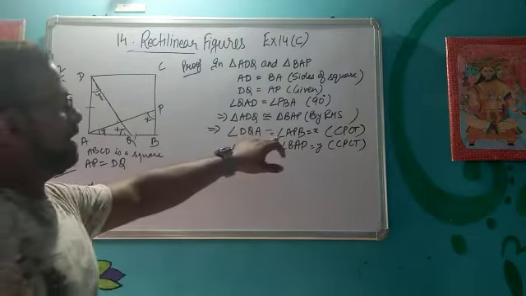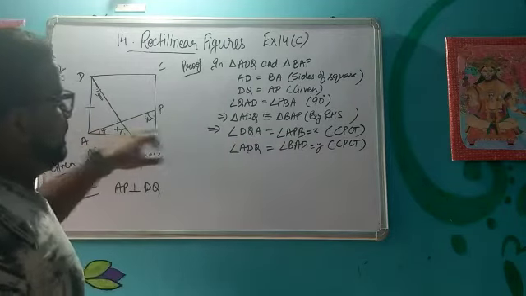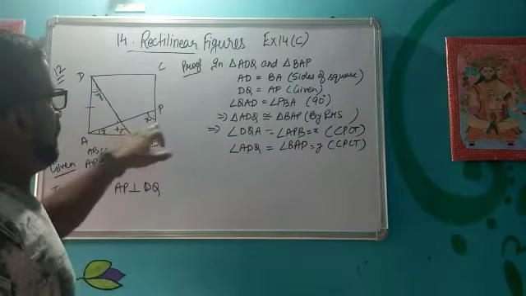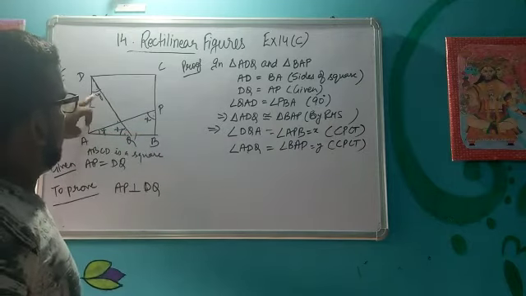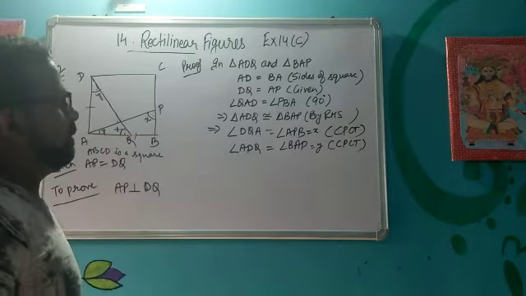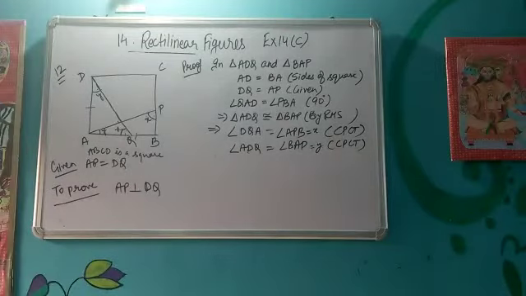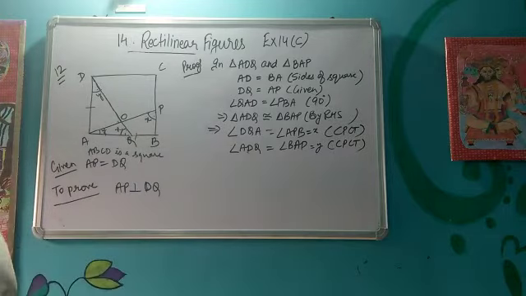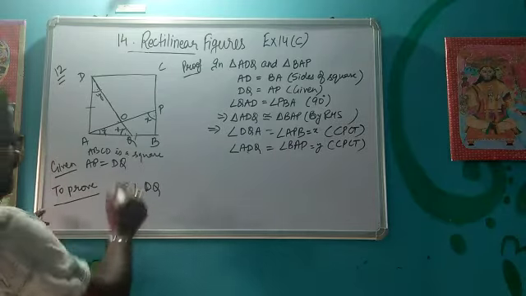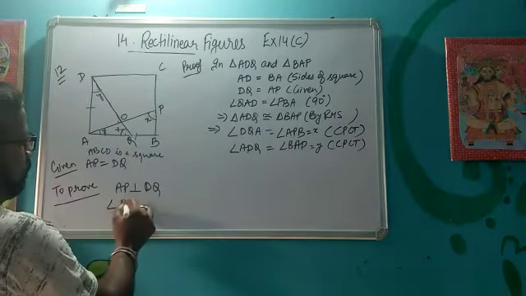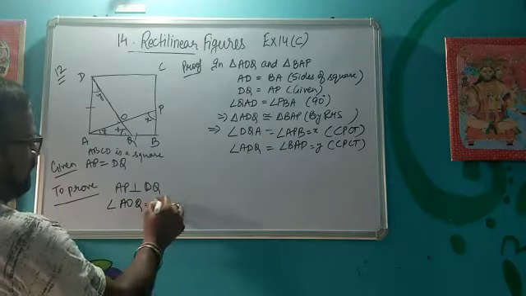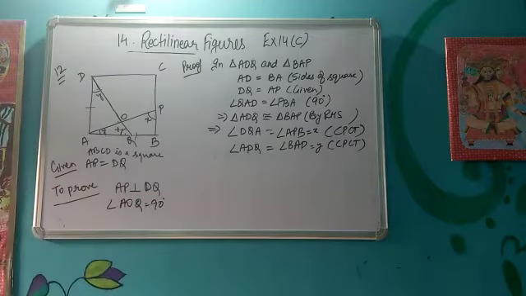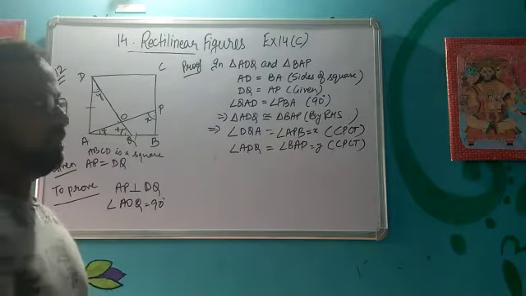Angle DQA and APB, these two are equal. Then ADQ and BAP are equal to each other. So now what we need, let this point of intersection be O. So I have taken this point of intersection as O. So if I can prove angle AOQ equal to 90 degrees, then definitely DQ will be perpendicular to AP.